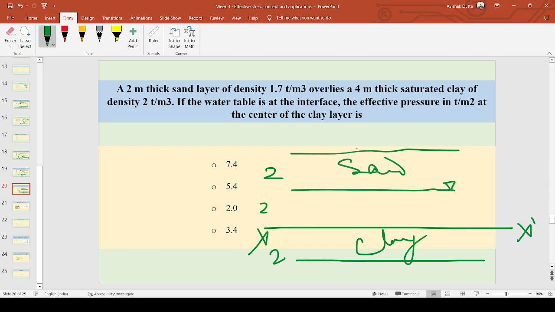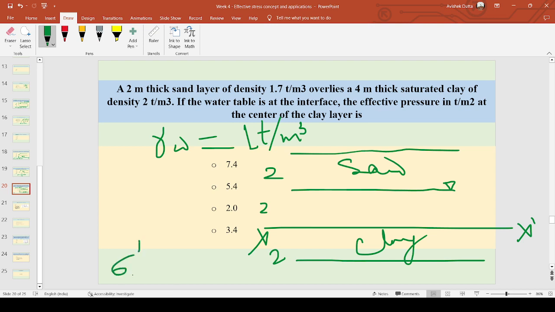Okay, so for sand we'll consider the bulk unit weight, that is bulk density, of 1.7. And for clay, to find out the effective pressure, we'll consider the submerged density, right? Now for water in ton per meter cube, the gamma W value is equal to 1 ton per meter cube.